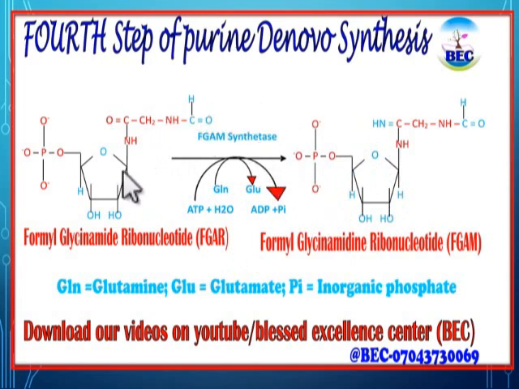Okay, good. So when you attach the amino group here, you have it here this way, and it becomes formylglycinamidine. When the amino group has not been added, it is called formylglycinamide ribonucleotide. But when you attach the amino group, it becomes formylglycinamidine ribonucleotide. And since it involves an ATP, the enzyme that will drive the reaction is called FGAM synthetase. That is this product, formylglycinamidine ribonucleotide synthetase. That is the fourth step. Now let's go to the fifth step.